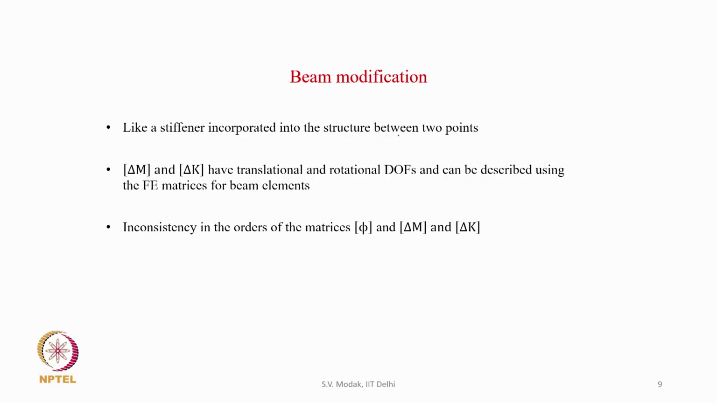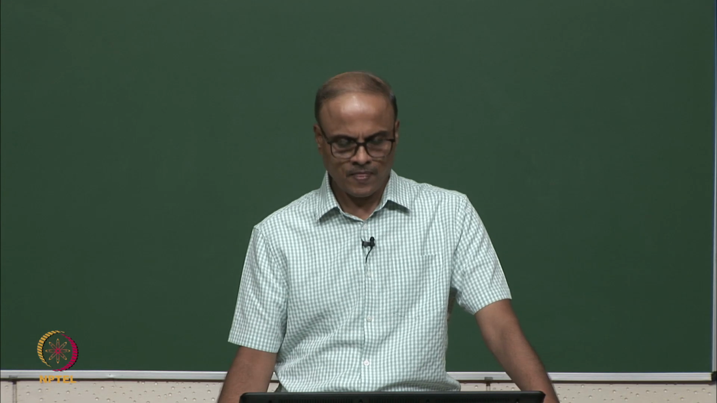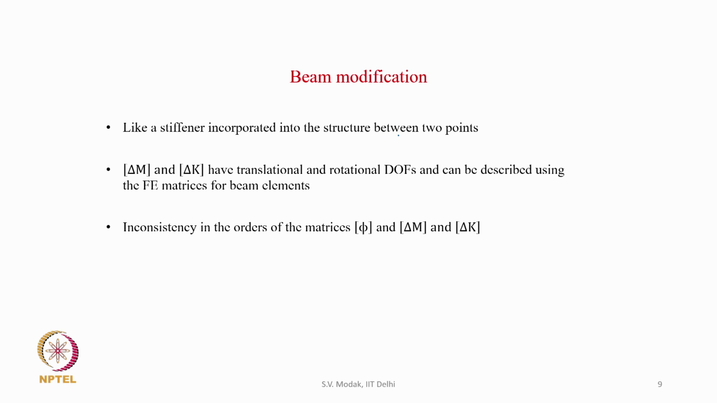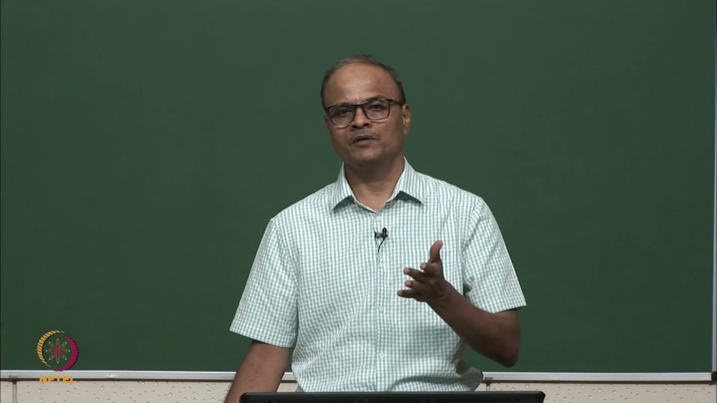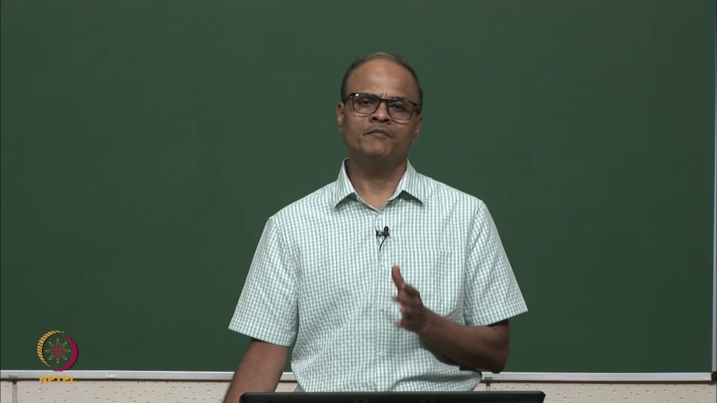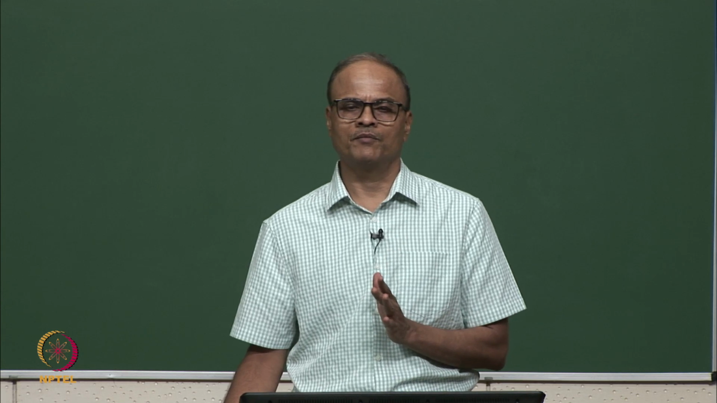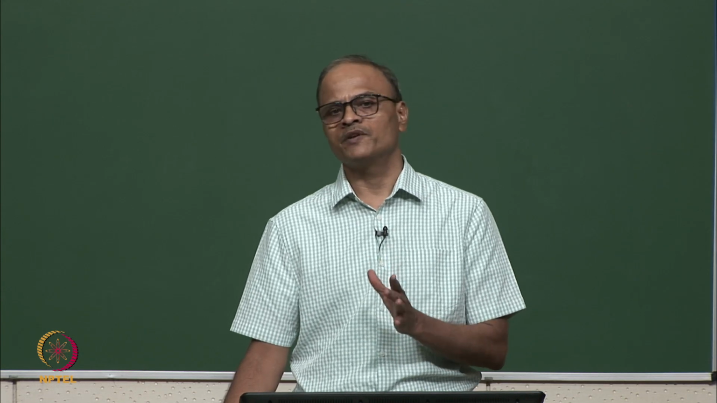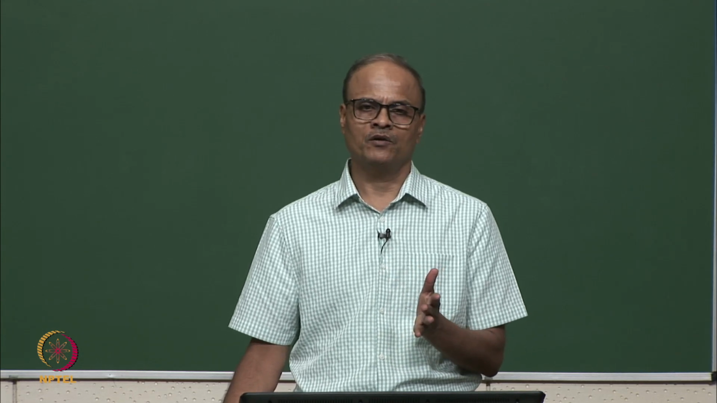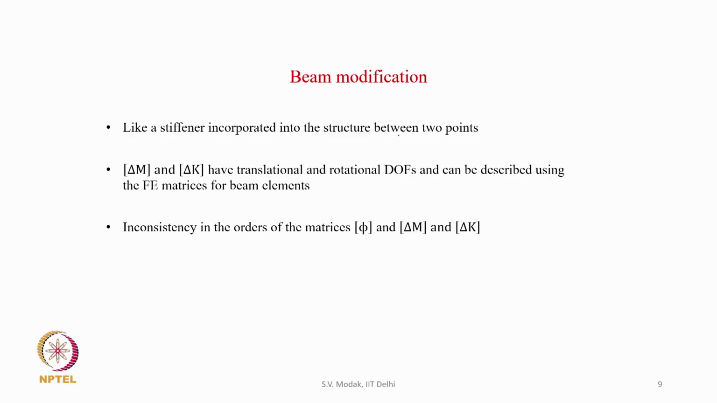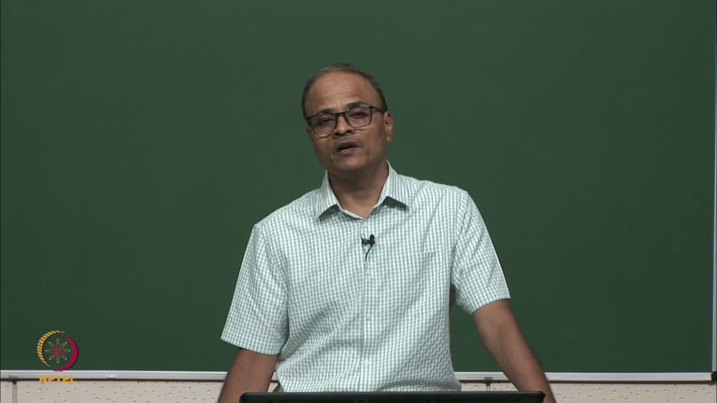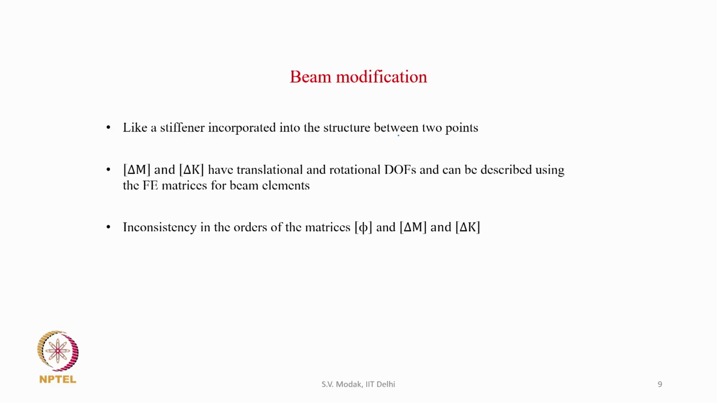But the difficulty is that there would be inconsistency in the orders of the matrices phi and delta m and delta k, because in the modal test generally the measurements are taken only at the translational degrees of freedom, and therefore, the mode shapes in the modal model generally have elements only corresponding to the translational degrees of freedom. The rotational degrees of freedom are not present in the mode shapes identified through experiment or modal test. So, that is why the matrix phi will not have the rotational degrees of freedom, but they are present in the delta m and delta k matrices. So, there is an inconsistency.